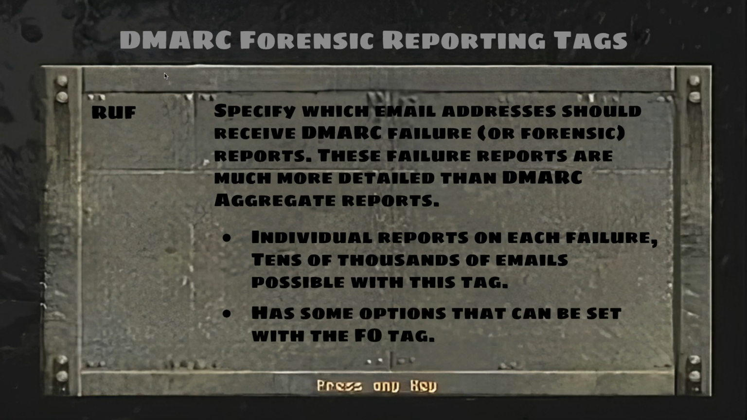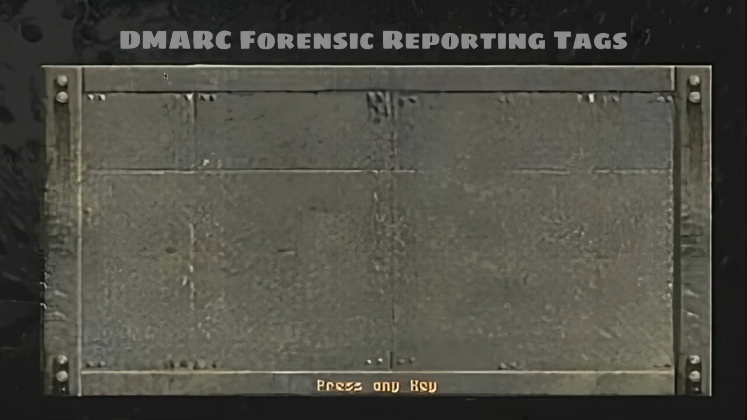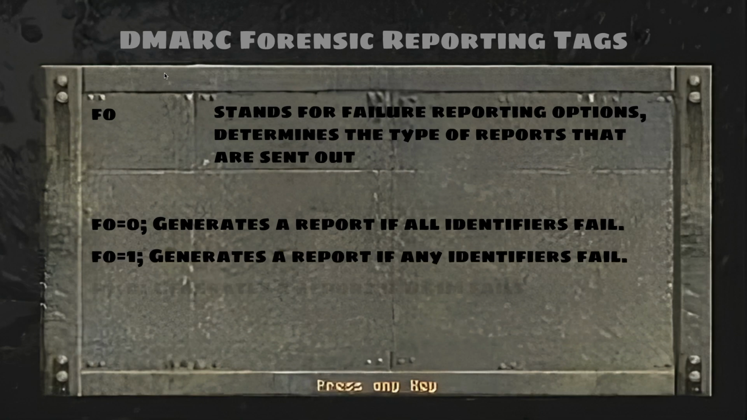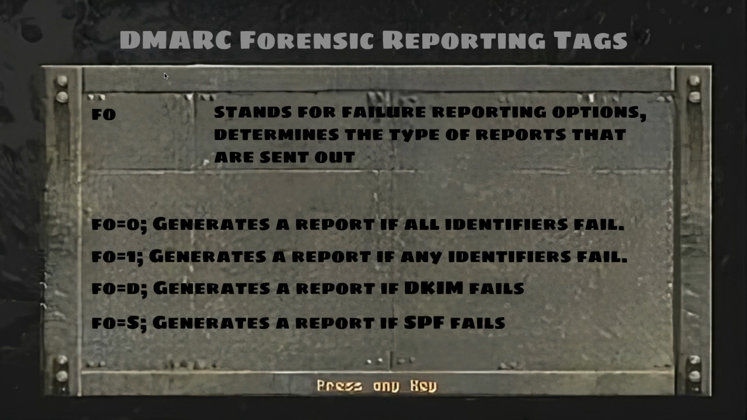And then this one has a subtag, which is the F0 tag, which allows you to set some other stuff. And for F0 failure reporting options, there are 4 options: 0, 1, D, and S. So you can generate a report if all identifiers fail, you can generate a report if any identifiers fail, or you can specifically target DKIM or SPF.